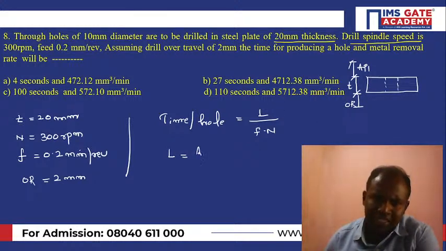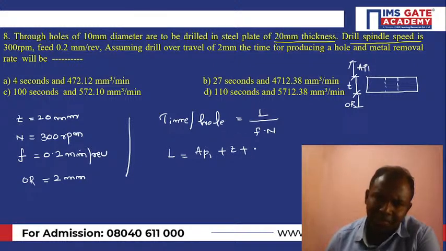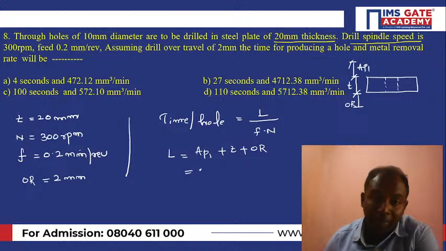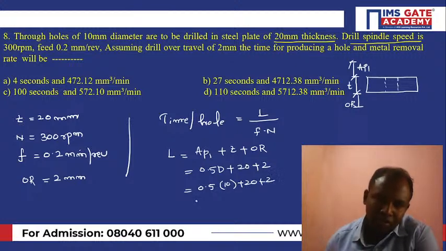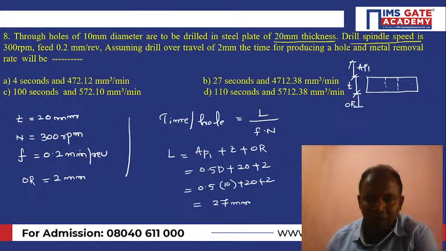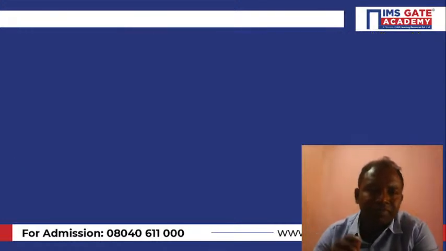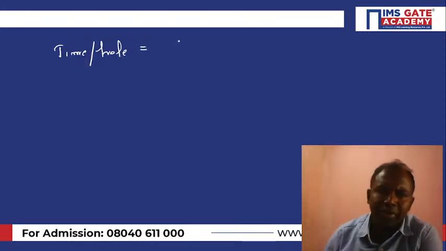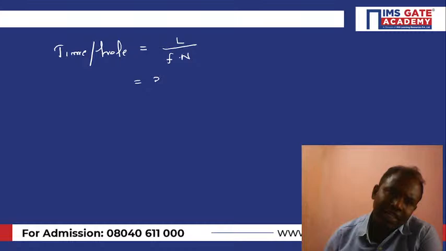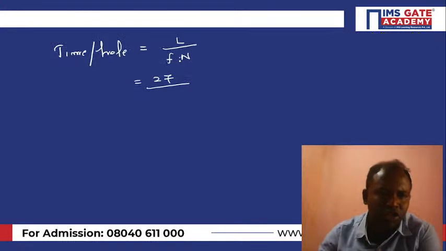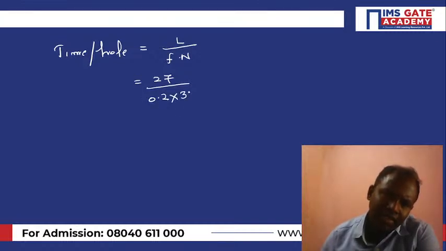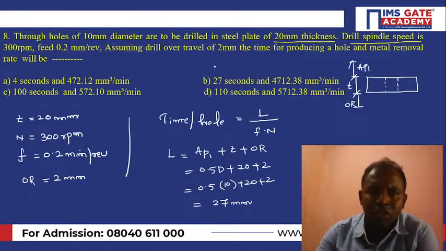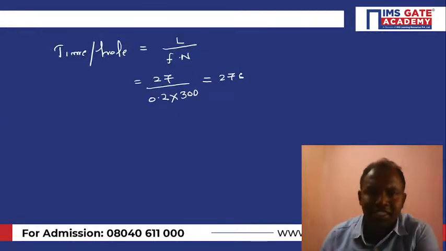So L equals AP1, that means compulsory approach, plus thickness plus overrun. Compulsory approach for a through hole is 0.5D, plus thickness of the sheet is 20 mm, overrun is 2. Here 0.5 into diameter is 10, plus 20 plus 2, so it is going to be 27 mm of tool travel. Now time per hole is equal to L by F dot N. L is 27 mm divided by feed 0.2 and speed 300, such that you are going to get 27 seconds. It will come in minutes, so convert that into seconds.